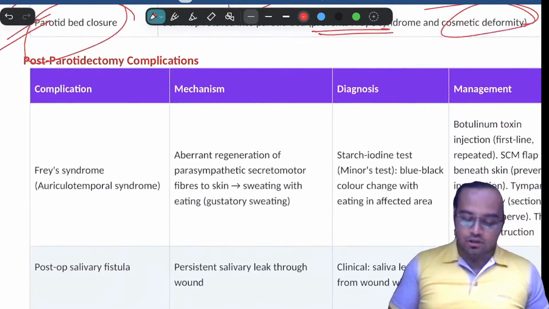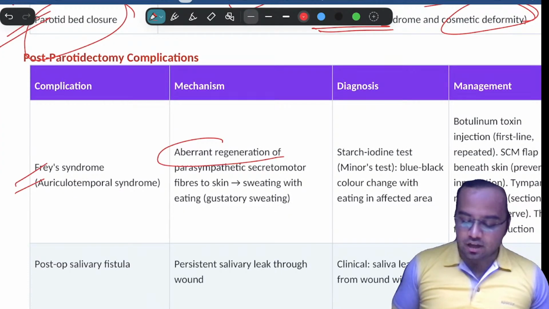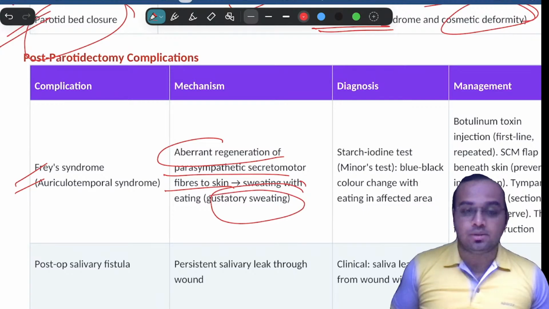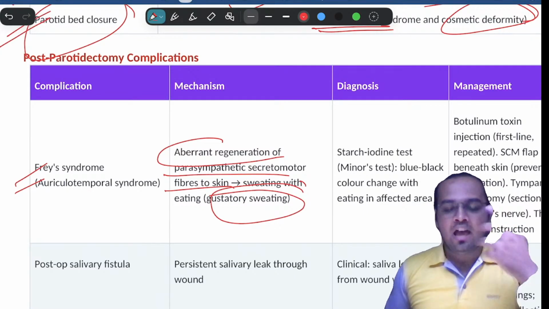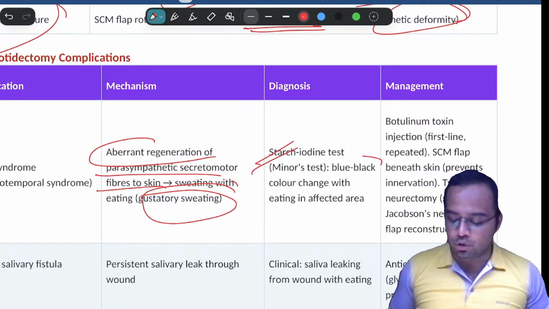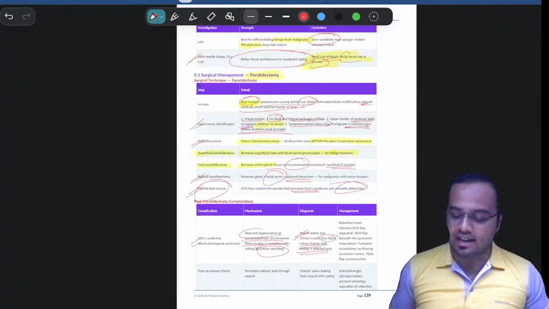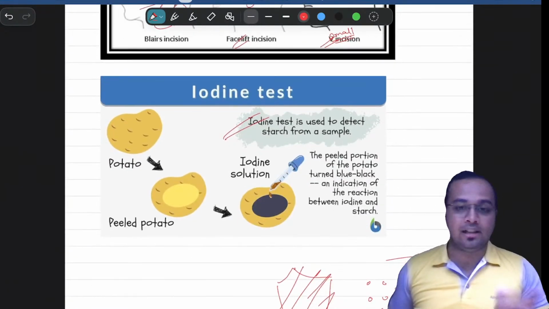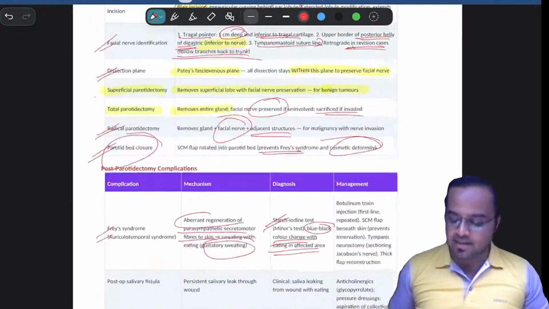Very much important. So Frey syndrome is aberrant regeneration of parasympathetic nerve fibers to the skin, and it causes gustatory sweating. Whenever the patient starts chewing the food, whenever the patient eats, he is going to have sweating over this region. Starch iodine test: blue-black color change in the affected area. We already saw this starch iodine test. In 11-12 we used to do this to rule out the starch present.